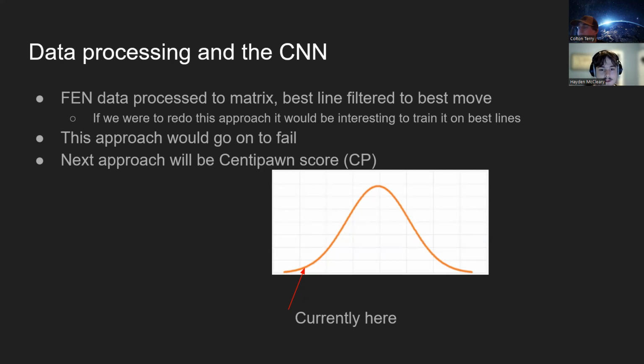All right, so this is the data processing in the CNN. This is mostly just what I discussed for our baseline model. This approach would go on to fail. It performed pretty badly. I'm guessing there are a lot of reasons, but yeah. So the next approach will be about semi-pod loss.